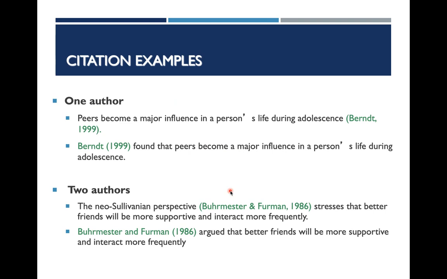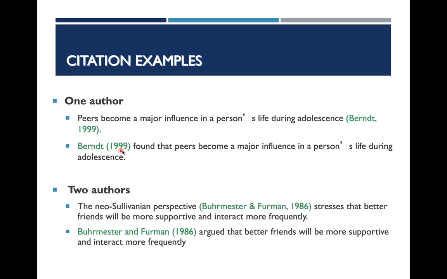Papers that we cite can, in their most simple form, have a single author, one author, and so it looks like this: the author's last name, comma, the year of publication, if we are using a parenthetical citation at the end of this statement. So, peers become a major influence in a person's life during adolescence. Burnt found that in 1999. So that's one way that we can use the citation. Another way is to actually embed Burnt 1999 into the language of the sentence.